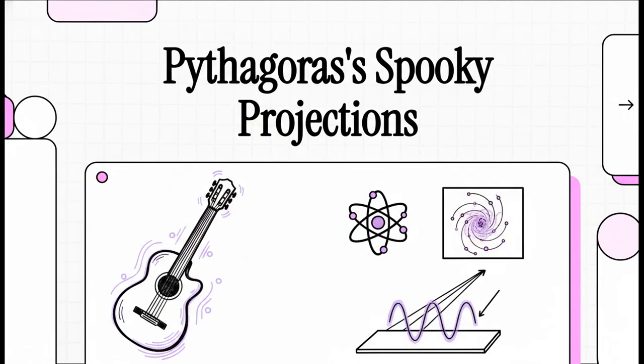Okay, so what in the world does a guitar string have to do with the deepest mysteries in quantum physics? Well, you might be surprised. The answer involves a number that seems to break the rules of reality, and our journey to figure it out doesn't start in a lab. It starts with a simple vibration.